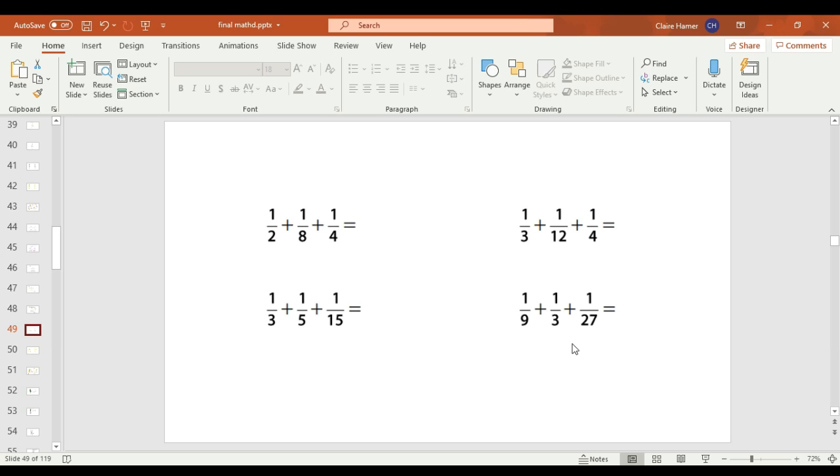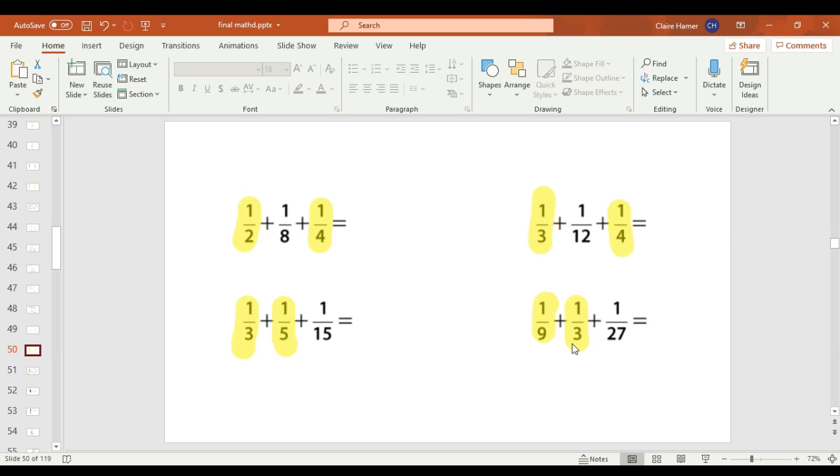Right, I'm just going to show you on screen. On screen, the fraction that's not highlighted is the multiple. So 15 is a multiple of 5 and 3. 12 is a multiple of 3 and 4. You're going to need to pause the video and convert the yellow fractions to eighths, or 15ths, or 12ths, or 27ths. And you need to do your loops.